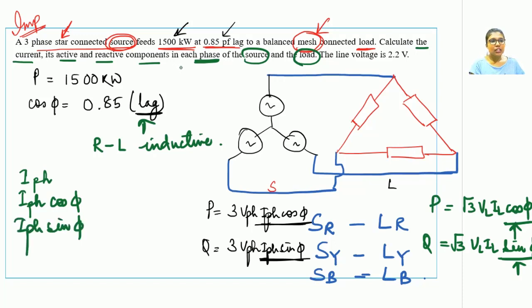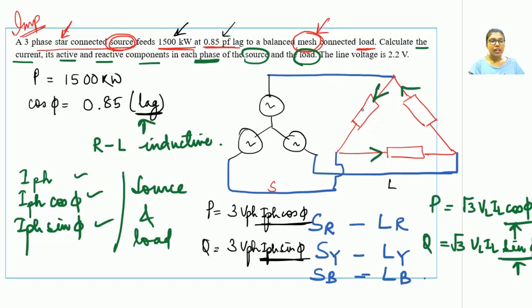So the question is asking us to figure out these three values for the source side as well as for the load side. Now for the load side, where will the phase current flow? Over here. And for the source side, where will the phase current flow? Over here. So one has to find out the phase current for both the sides first, and then figure out the active and the reactive components.